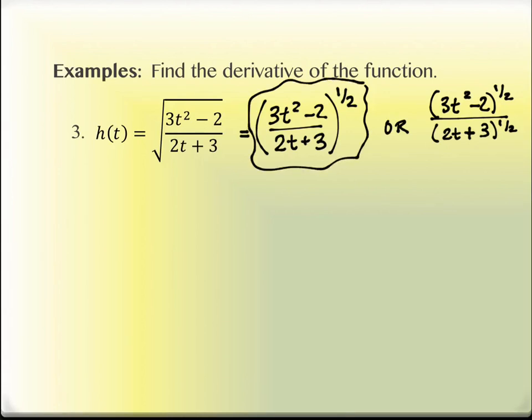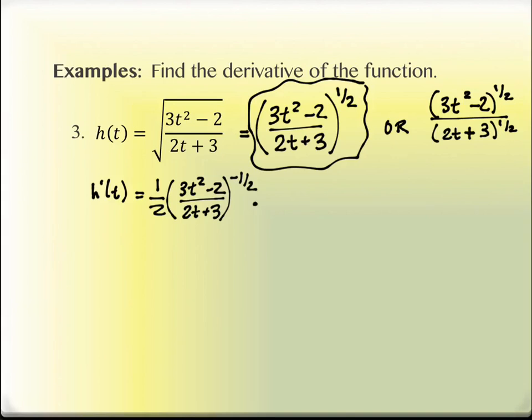Okay? So, just like the last problems, I have a power on the outside. That's my outside function. So the power comes down. I rewrite the inside to my new power. So h prime of t, the power comes down. I rewrite the inside, 3t squared minus 2 over 2t plus 3. And what's the new exponent? Right, negative 1/2.